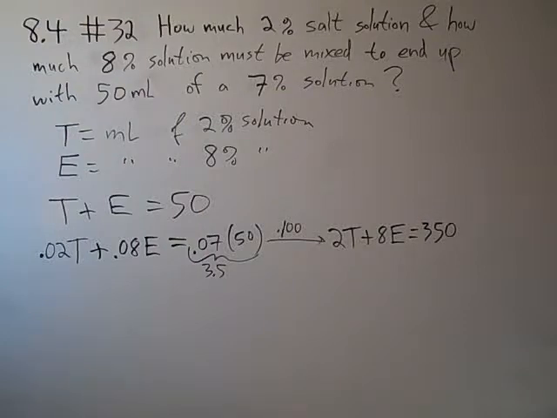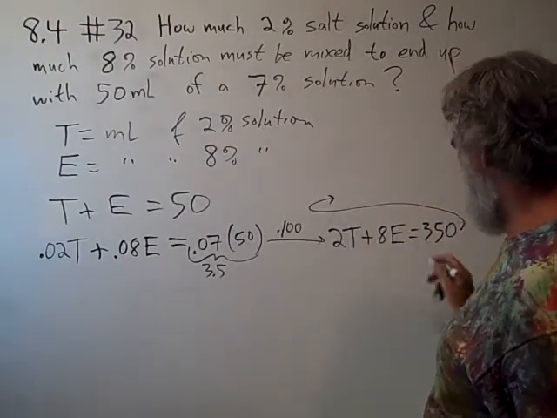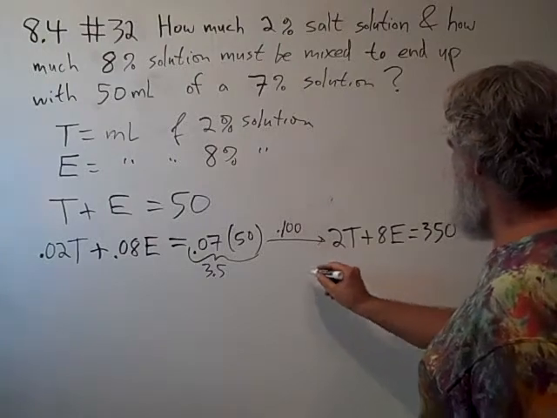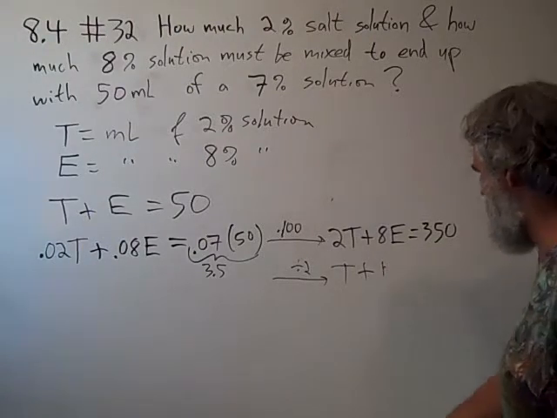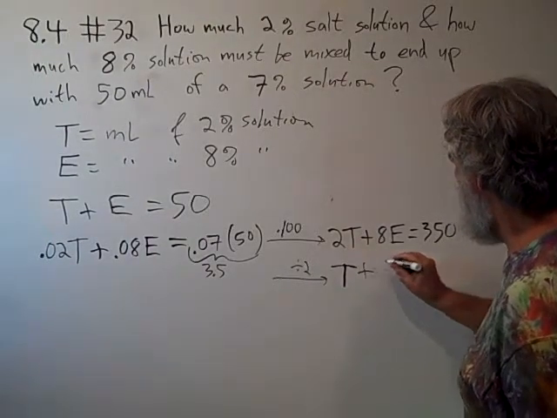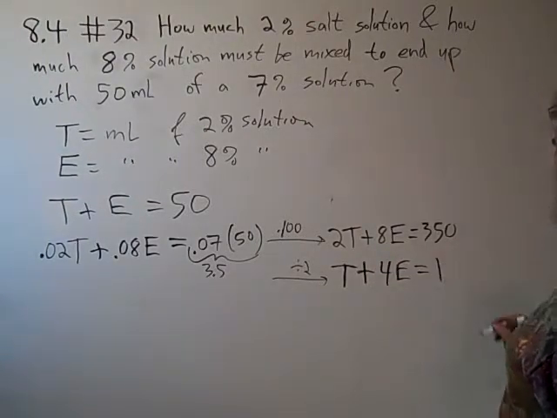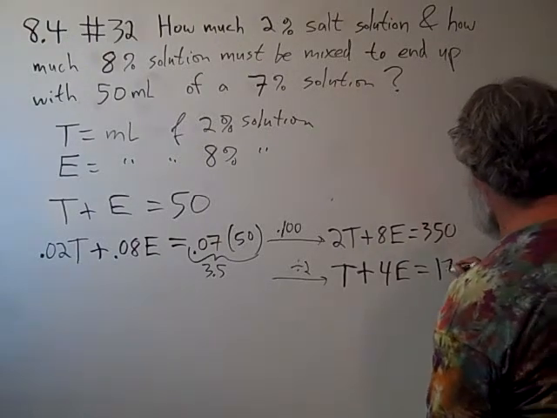I'm tempted to divide by 2 as well. Let's just divide it by 2. Dividing by 2, you get T plus 4E is equal to half of 350, which is 175.